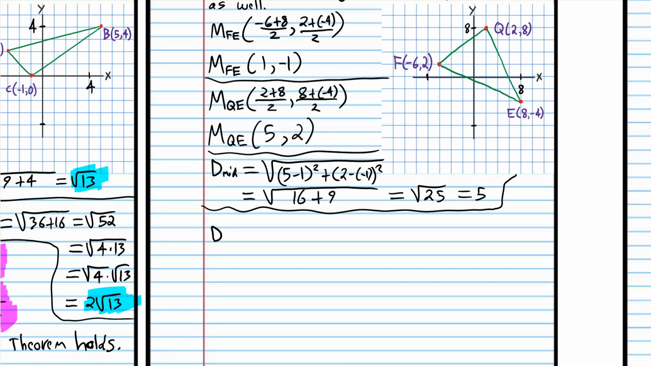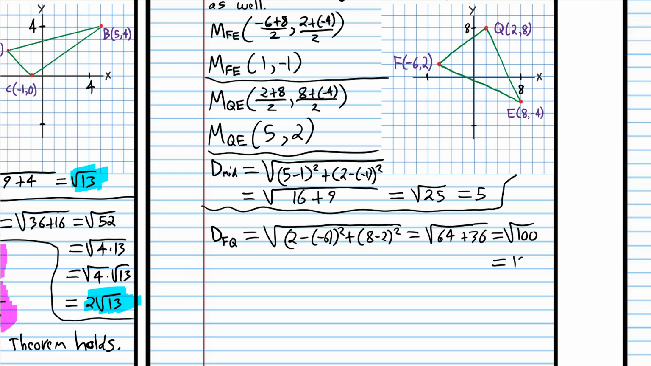So distance between F and Q, using F as point 1, we have 2 minus -6 squared plus 8 minus 2 squared, and simplifying we get root 64 plus 36, which equals root 100, which then equals 10. So you can see that that's double. That's double the midsegment length.